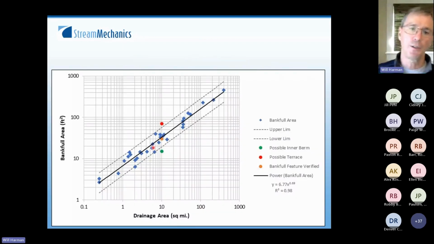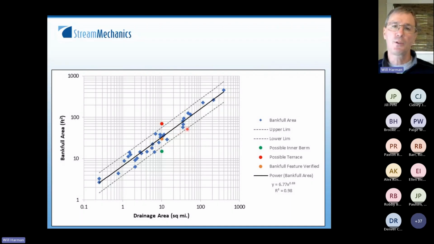So here's a regional curve. We have all these points that we've collected from streams where Bankfull was top of bank. There's no question about what that Bankfull feature is. And then the black line here is the regression equation. You can see that equation here on the bottom right. And then these dashed lines in this case are the upper and lower 95% confidence limits. That's kind of the ideal.